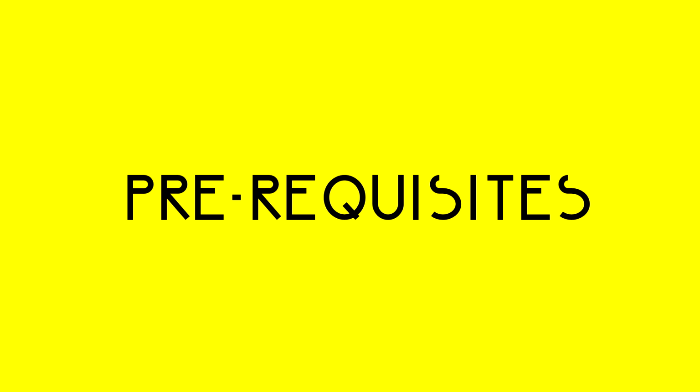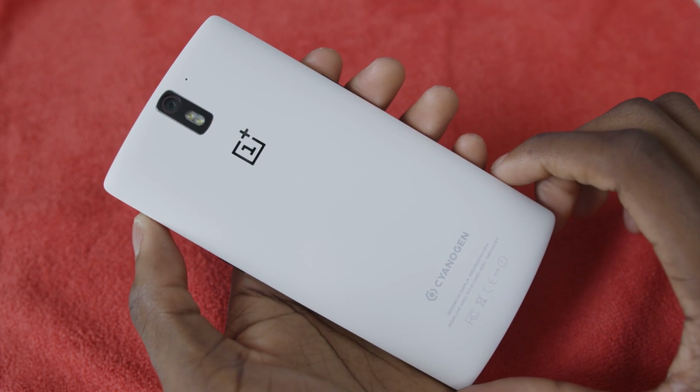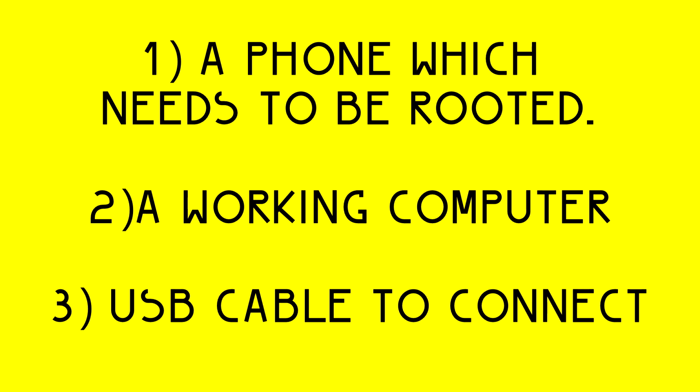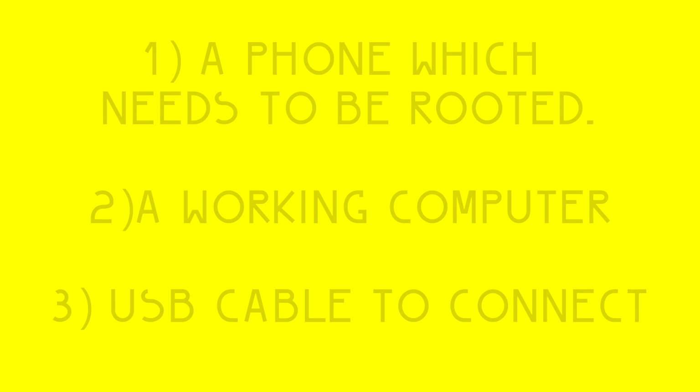Before showing the steps, let me tell you a few prerequisites you must know. Obviously, you need to have a phone which needs to be rooted. Second, you need to have a working computer. That's really necessary for this tutorial. Third, a USB cable to connect your phone with the PC. I'm sure most of you will have these things set.